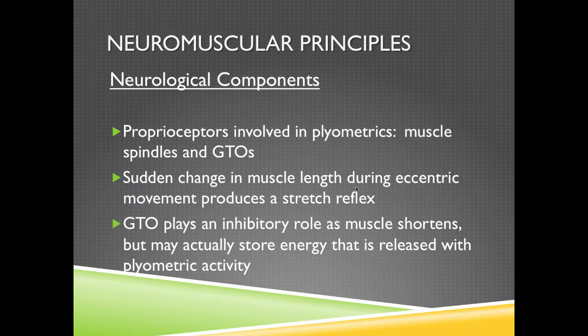Now the neurological components. So our proprioceptors are involved in plyometrics, in particular the muscle spindle and the GTO. Sudden changes in the length of the muscle during an eccentric movement produce a stretch reflex. And then the GTO plays an inhibitory role as the muscle shortens, which may actually store energy that is then released during the plyometric activity.